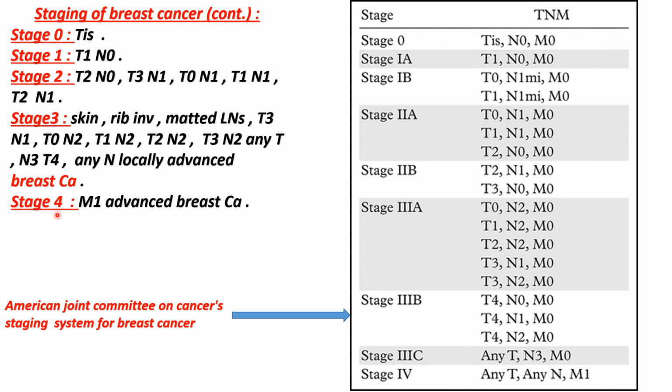And stage 4 means M1, advanced breast cancer, and there is metastasis to other parts of the body. Stage 4 is any T, any N, M1, meaning there is metastasis to other parts of the body.